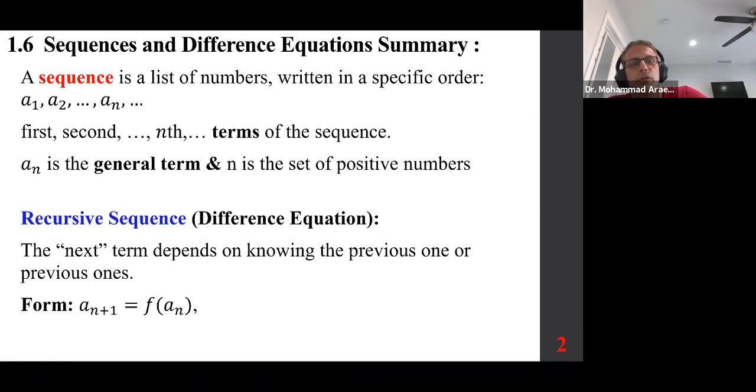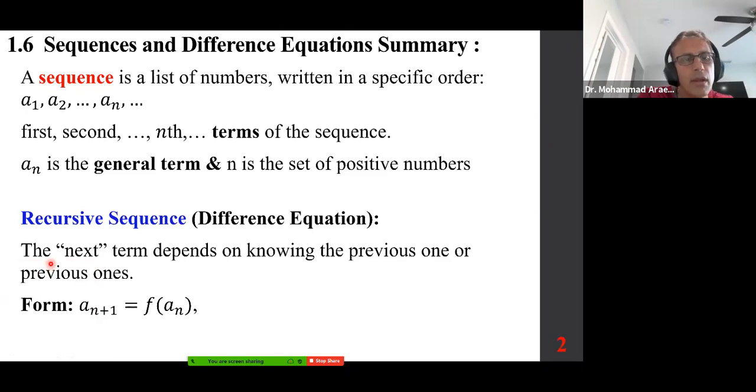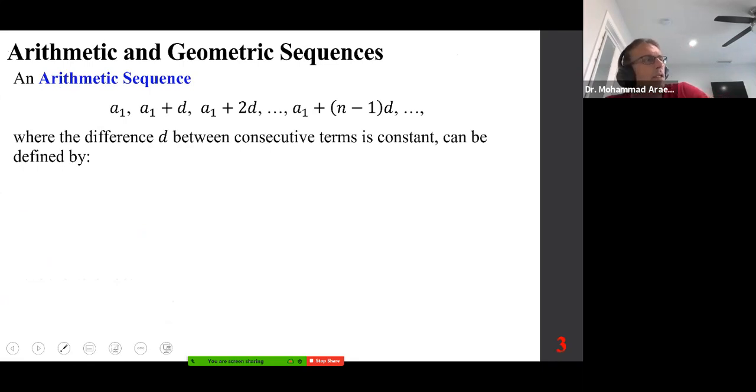A recursive sequence or a difference equation has the formula a sub n plus 1 equals f of a sub n, which means the next term depends on the previous one. That's the meaning of that. Let's look at a couple of sequences that everybody is familiar with.